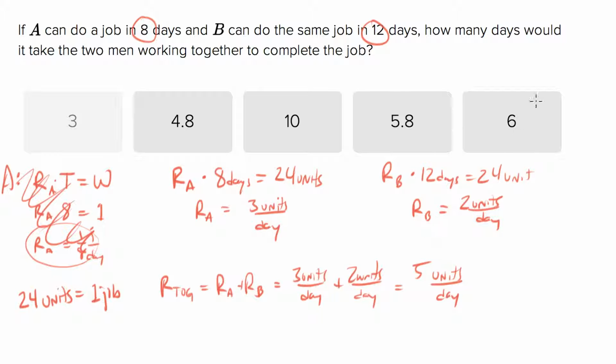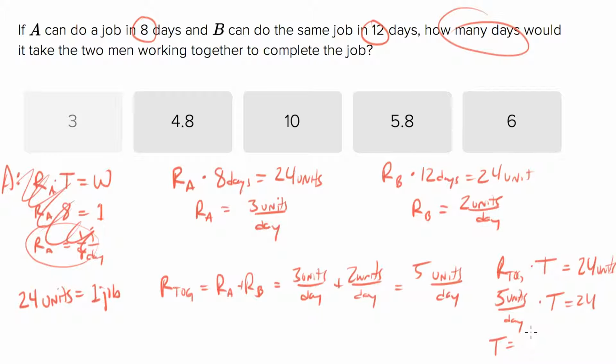What have they actually asked for? It says how many days. So they want the time it would take these two people working together to complete the job. Let's use the same equation again: the rate together times the time together equals the 24 units. Plugging in the rate together, 5 units per day times time equals 24, so the time will be 24 over 5. How many times does 5 go into 24? It goes in about 4.8 times. You can plug that into your calculator if you're not sure. And that's your answer.